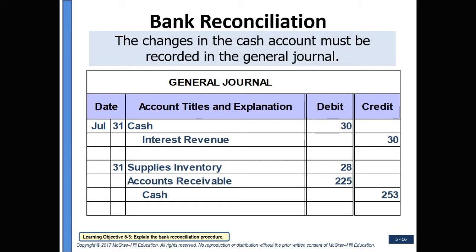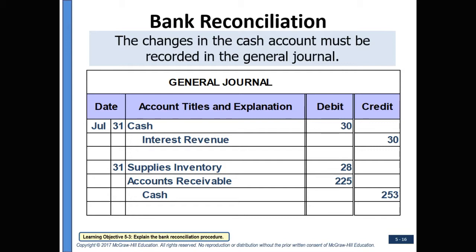The two initial entries must be reversed to adjust the cash account balance. The supplies inventory account must be debited for $28, and the accounts receivable account must be debited for $225, and then our cash credited for the $253 decrease in the account. Now, your book shows this in a very convoluted way with the combined effect. What you could also do is you could do two different entries.